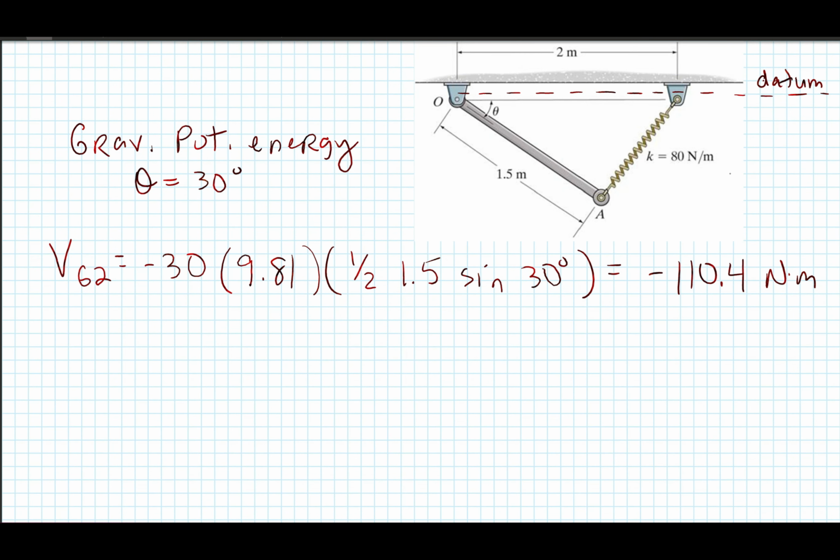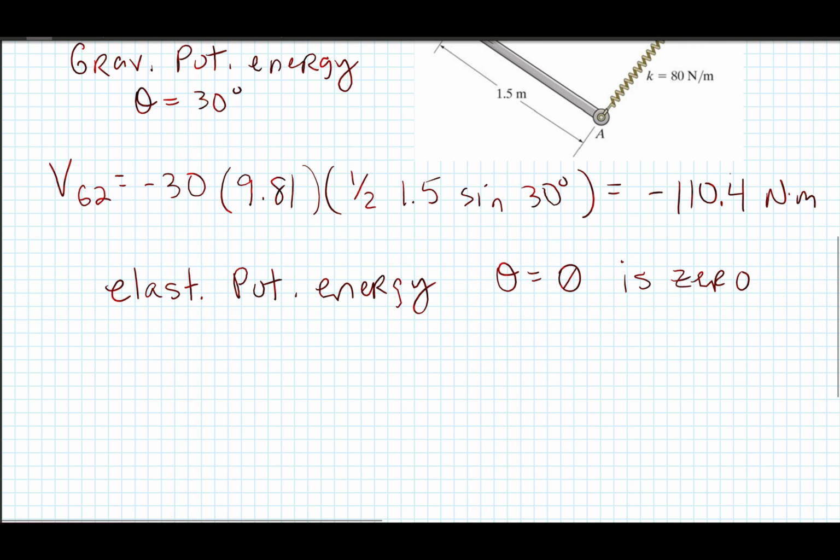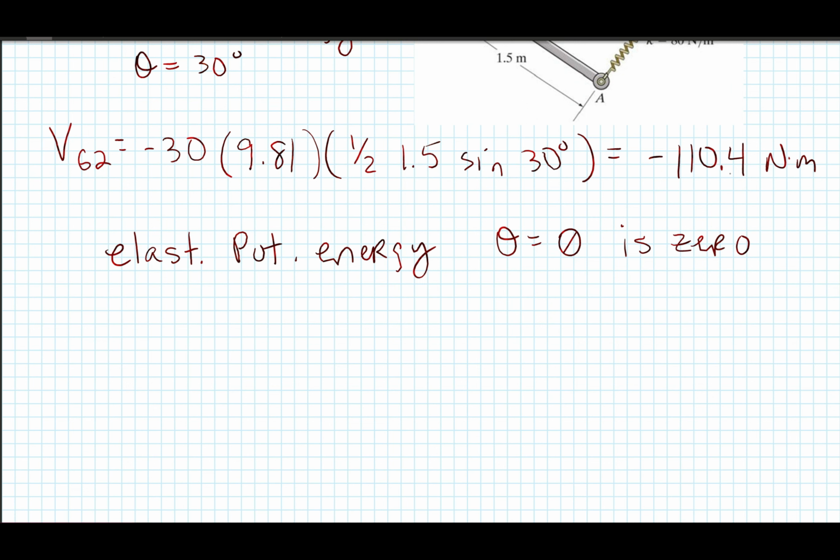All right, now the elastic potential energy at theta equaling 0 degrees is 0, since the spring is unstretched. So the unstretched length of the spring is 0.5 meters.